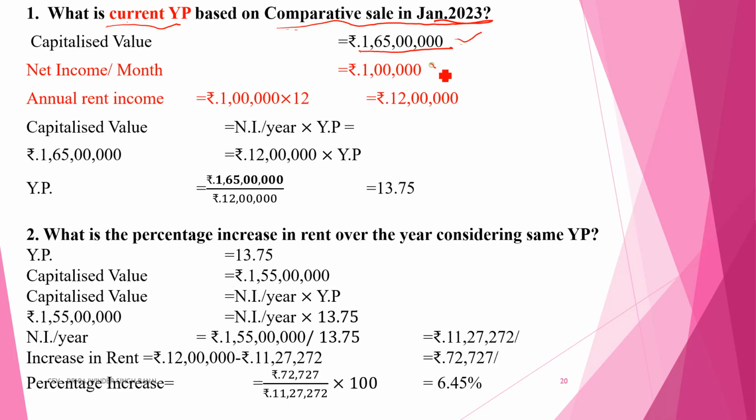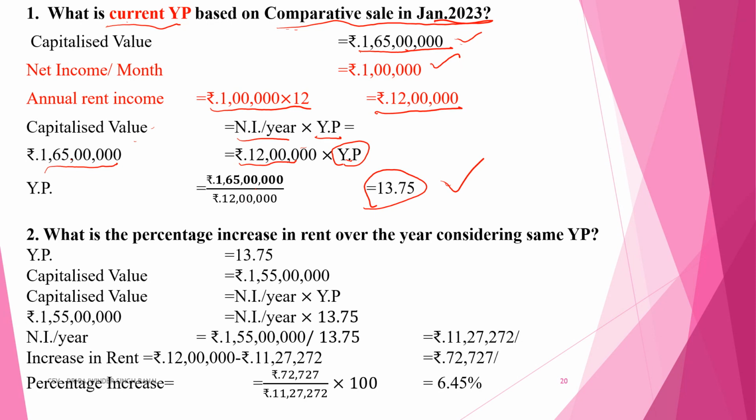Net income per month is 1 lakh. Annual income will be 1 lakh into 12, that is 12 lakh. So we know capitalized value equals net income per year multiplied by YP. So 1 crore 65 lakh is capitalized value. Income is 12 lakh multiplied by YP. So from here YP will be 1 crore 65 lakh divided by 12 lakh, that is 13.75. So YP is 13.75.